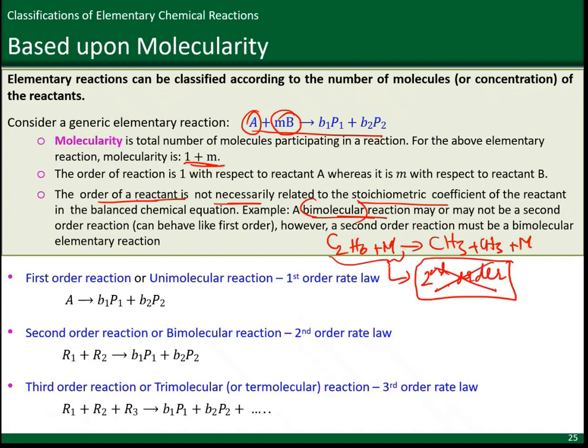But on the other hand, when we know that the reaction is second order, it has to be a bimolecular reaction. As just an example here, C2H6 plus M can behave like a first order reaction. You have two molecules, so it is bimolecular, no doubt, but it's not second order. It can behave like a first order reaction.